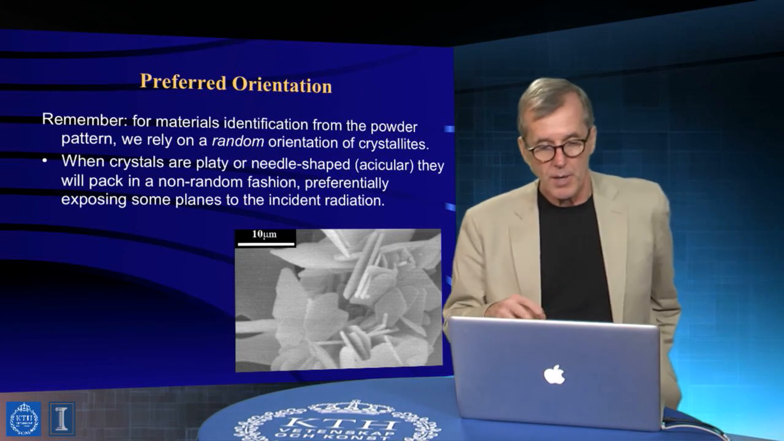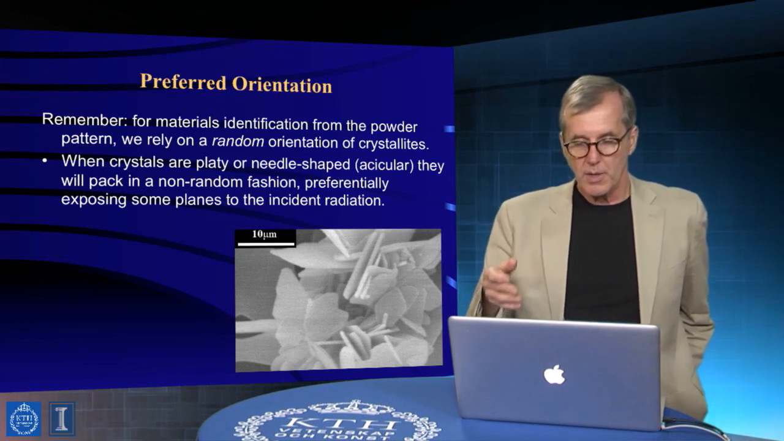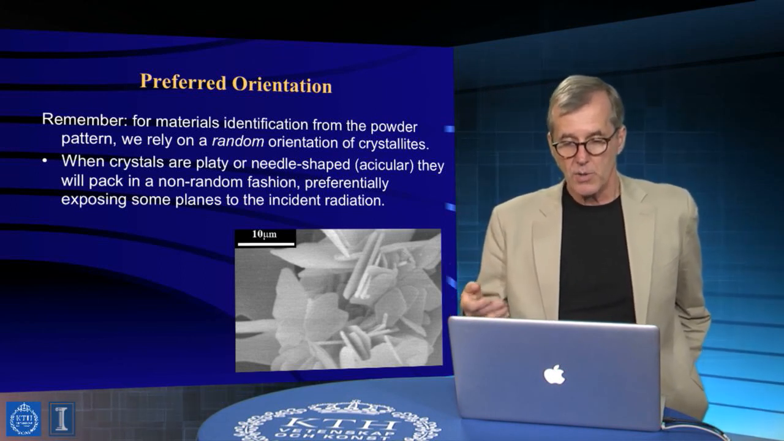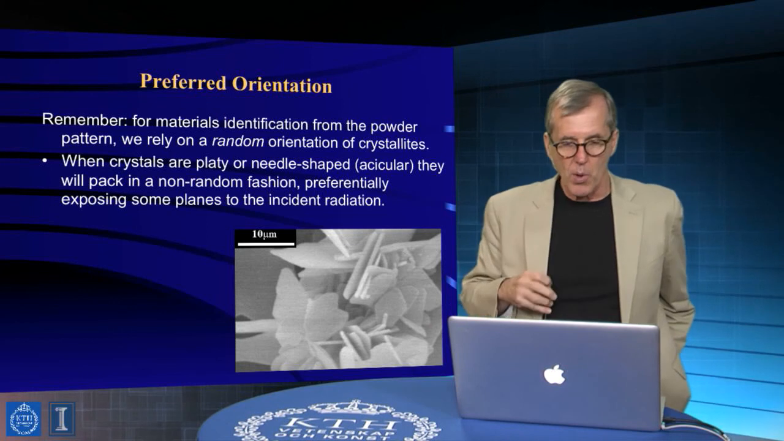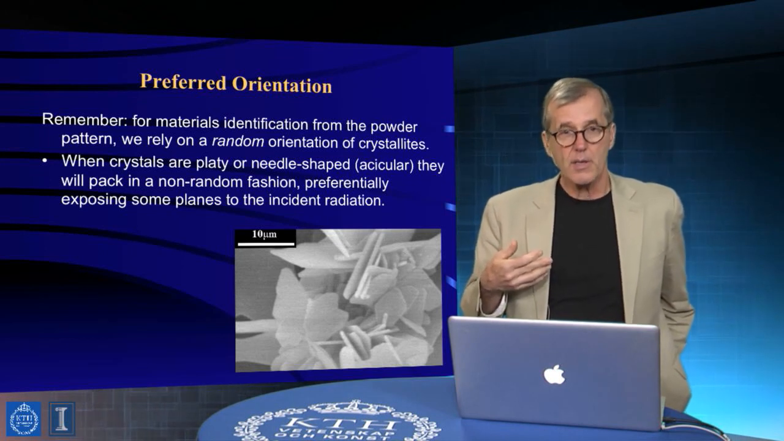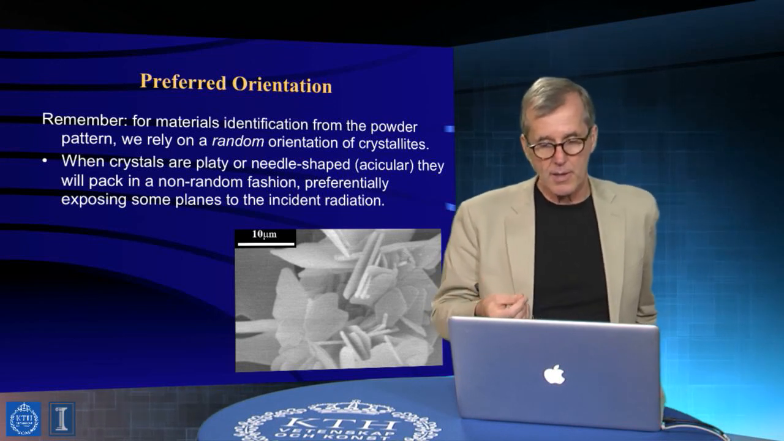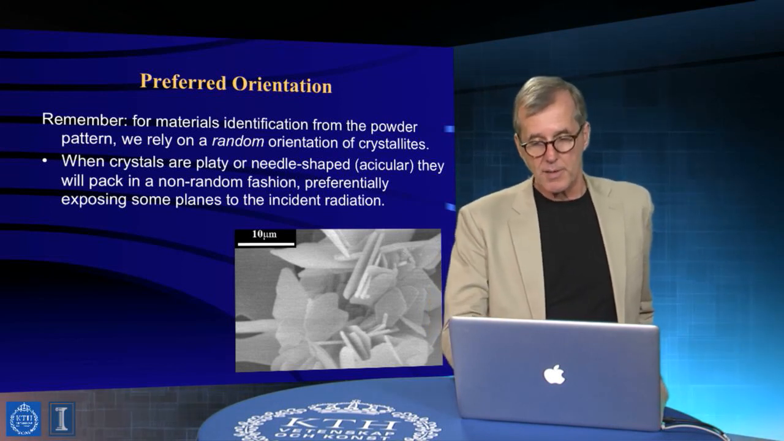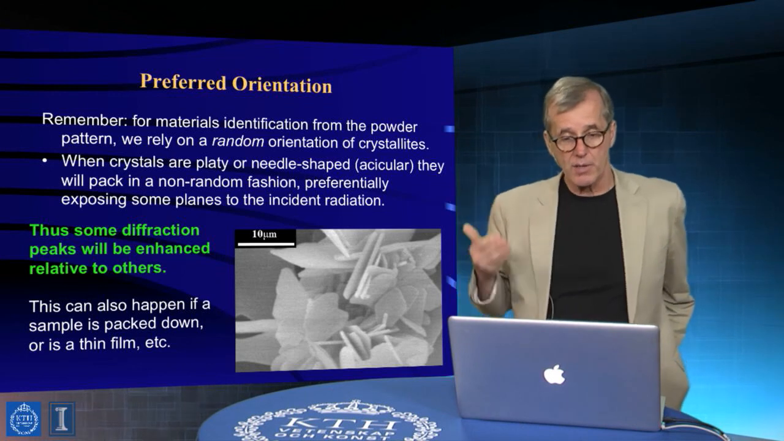So remember, for powders, you only identify from a powder pattern the reflections that are possible, and we're always assuming that there's a random orientation of crystallites. When crystals are platy or needle shaped, or not little chunky balls of stuff, they will very frequently tend to consolidate or form powders that embed a form of anisotropy that might not be expected. And so there will be, in those cases, diffraction peaks that are enhanced relative to others, right?